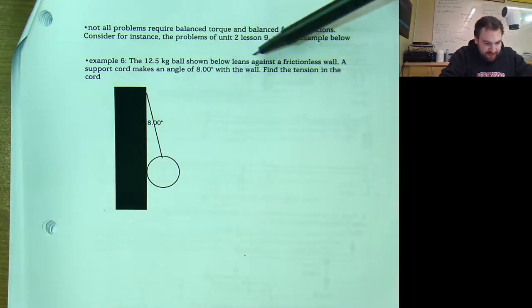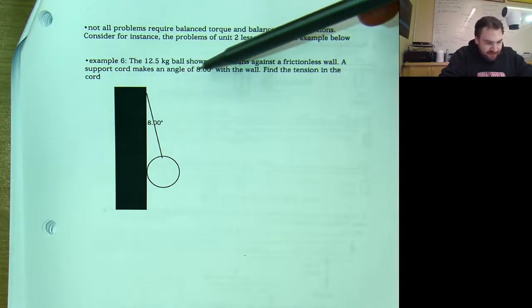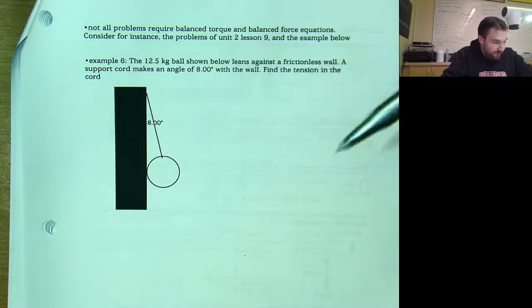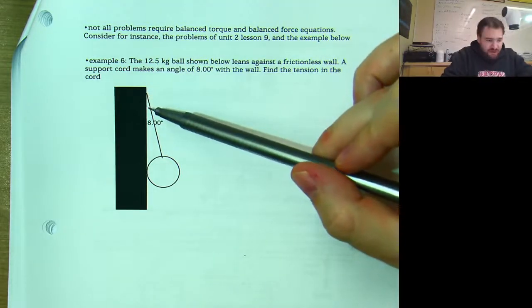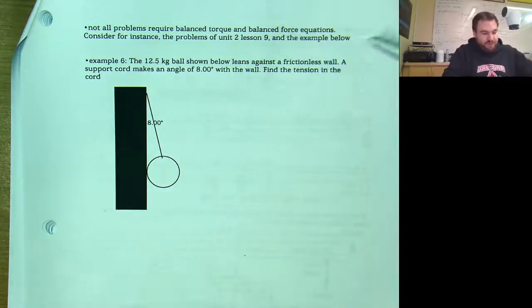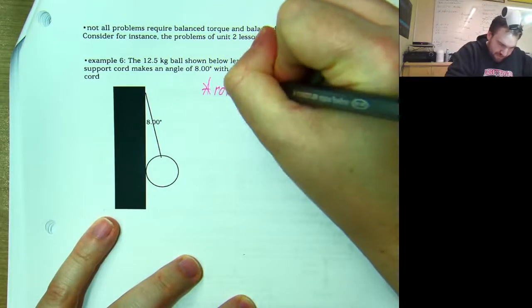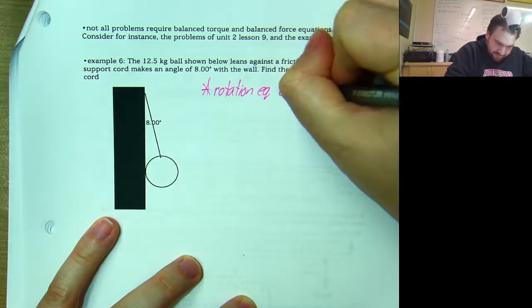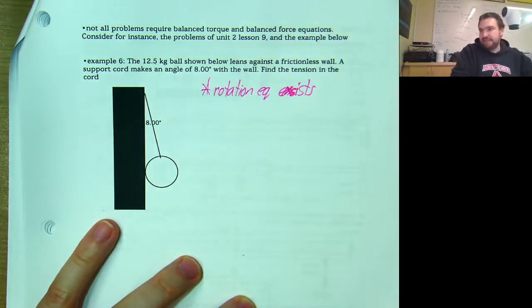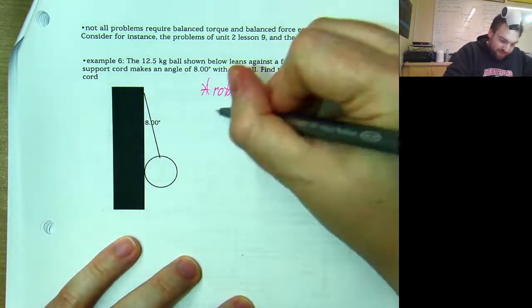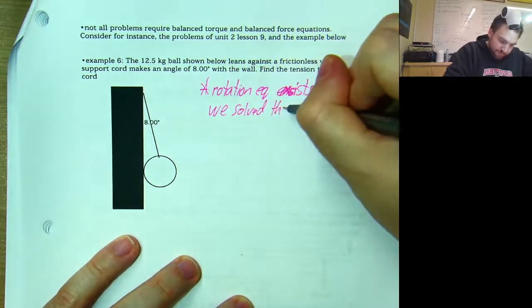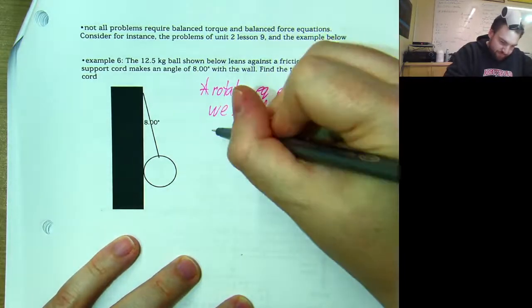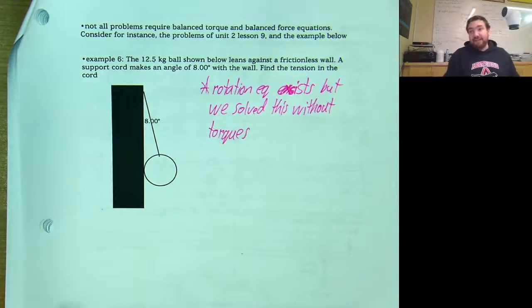A 12.5 kilogram ball shown below leans against a frictionless wall. A support cord makes an angle of 8 degrees with the wall. Find the tension in the cord. Now, we could say, okay, well, there's a pivot here. But we did this one before. The object obviously is in a rotational equilibrium. This is true. Rotational equilibrium exists, but we solve this without torques. If you don't believe me, go back and look at lesson 8, lesson 9 from, well, I guess unit 2. So you don't always need torques.